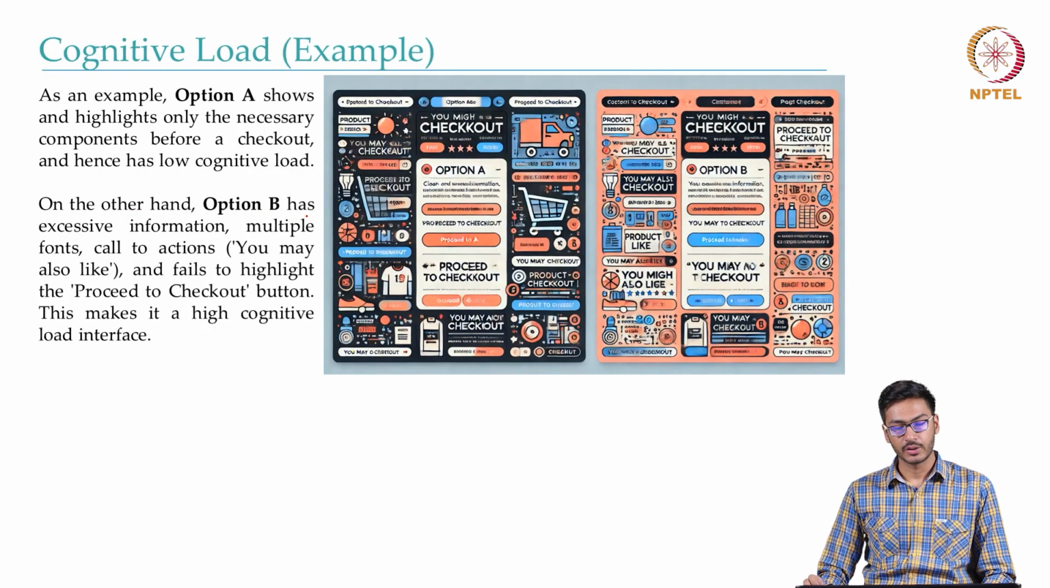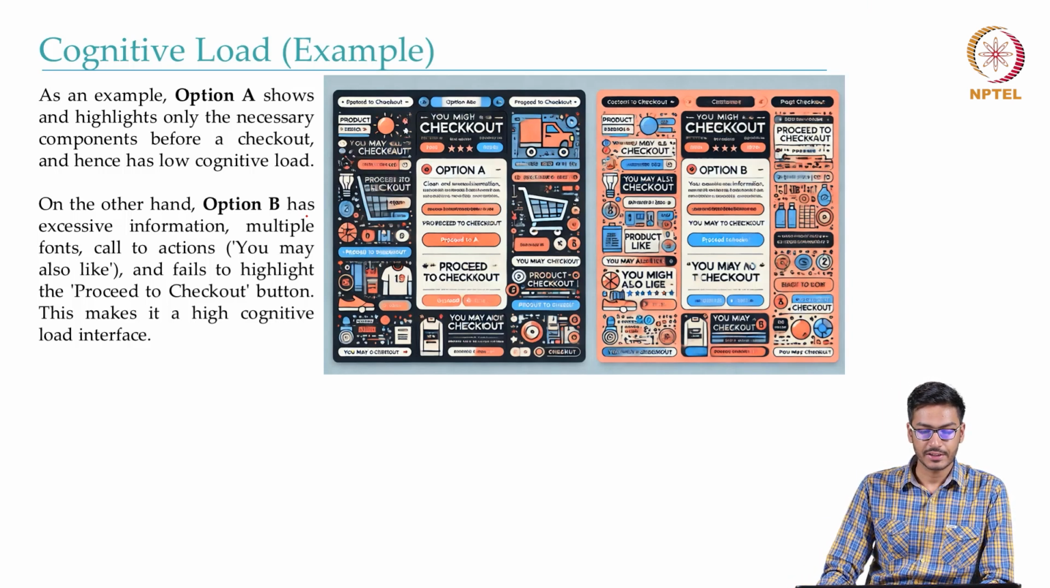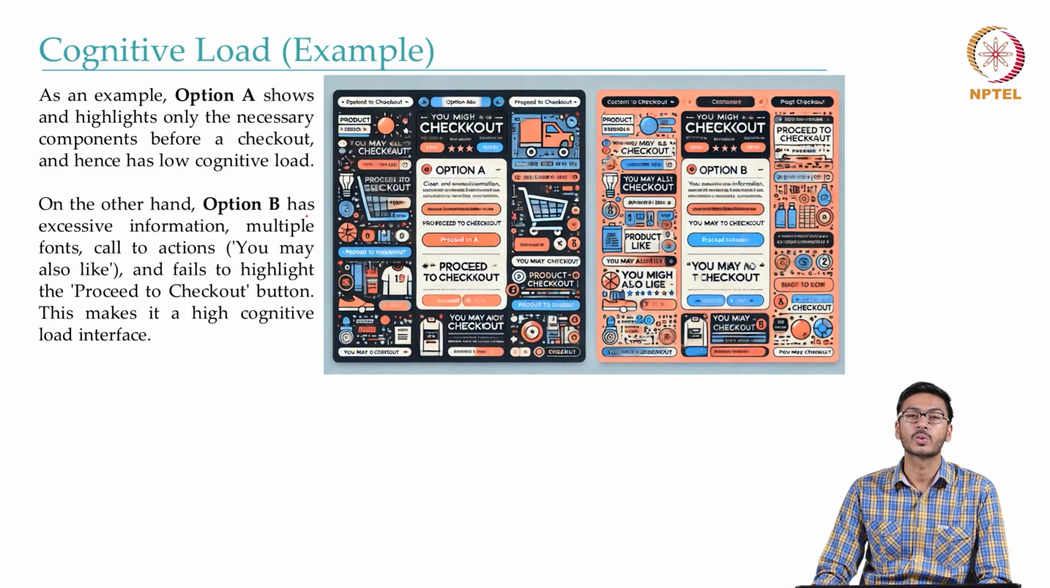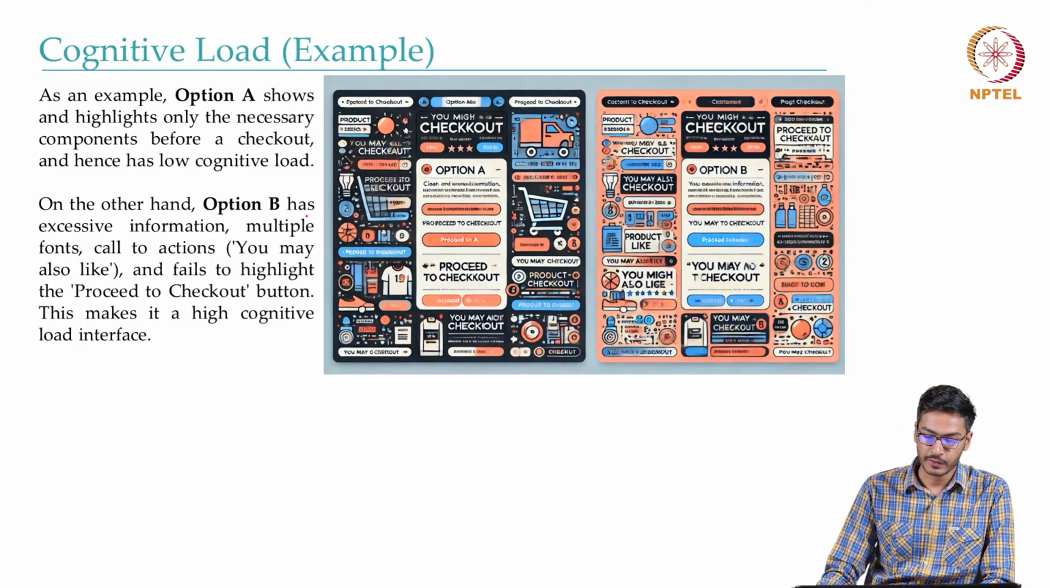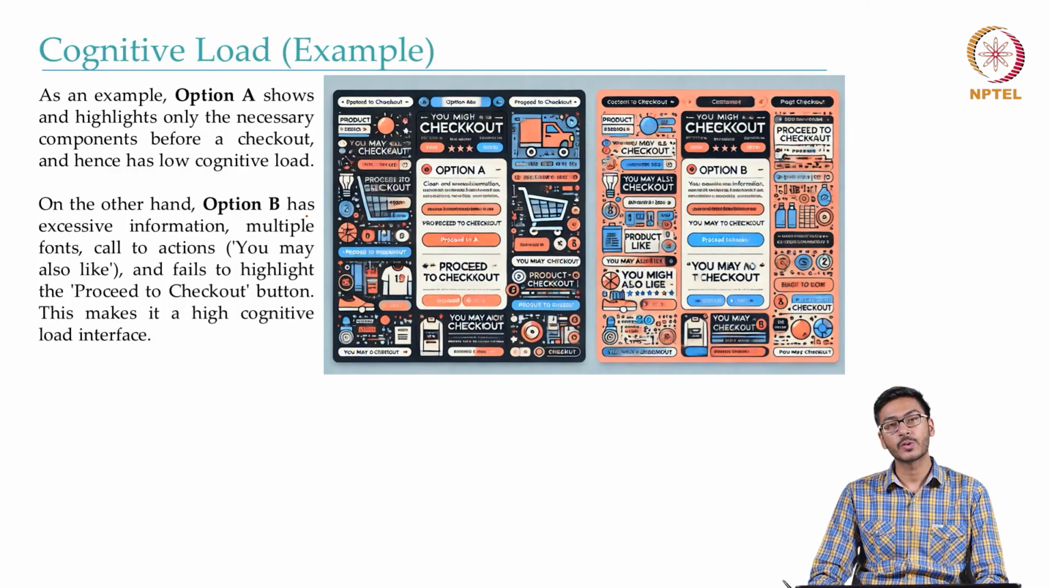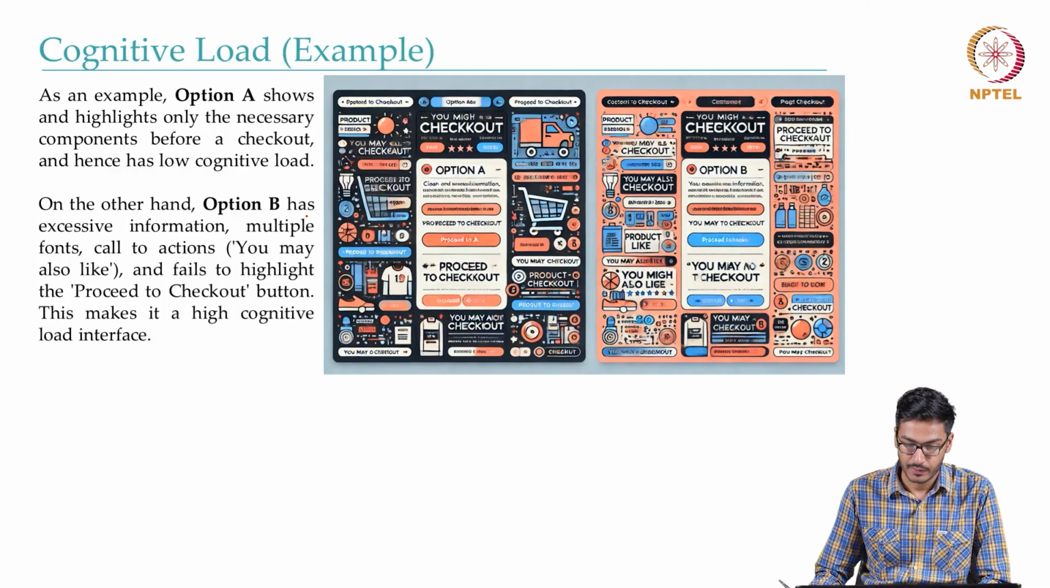Okay, so here we have an example. As you can see in the first example, option A shows and highlights only the necessary components before you move on to a checkout screen. While in option B, there is excessive information, multiple fonts, call to actions, and it also fails to highlight the proceed to checkout button. This makes it a high cognitive load interface.